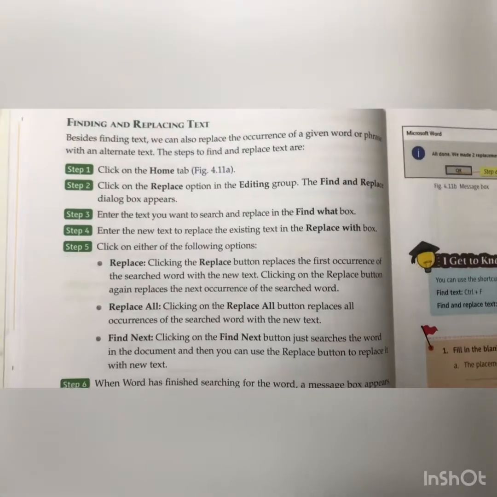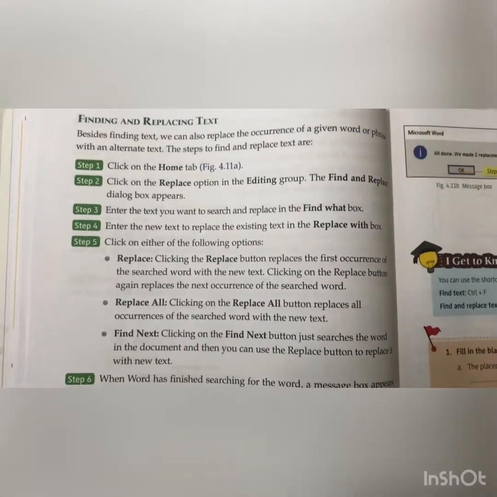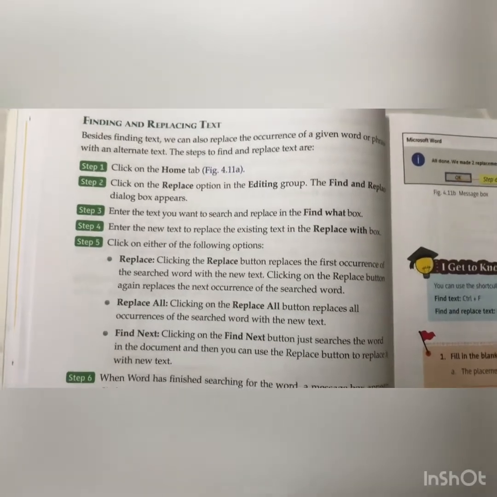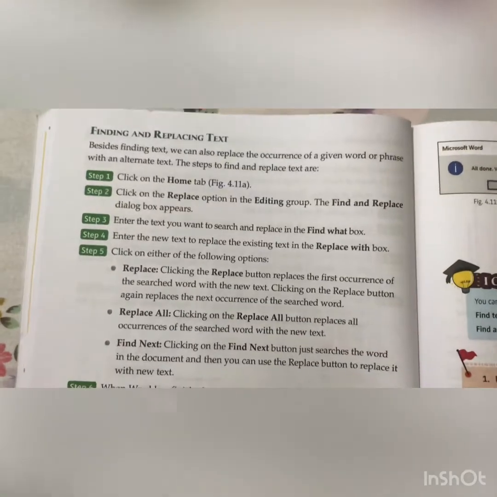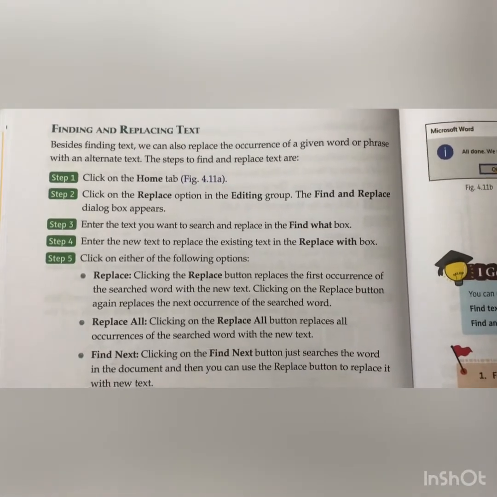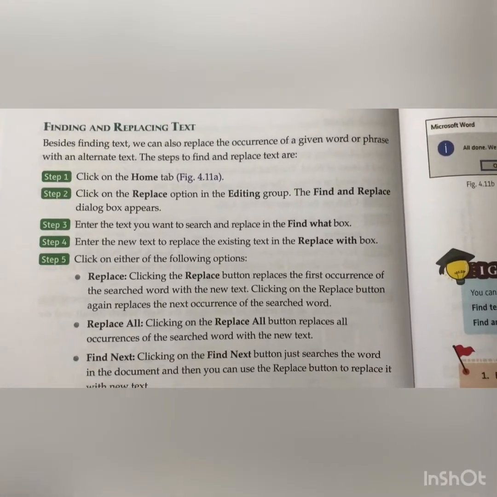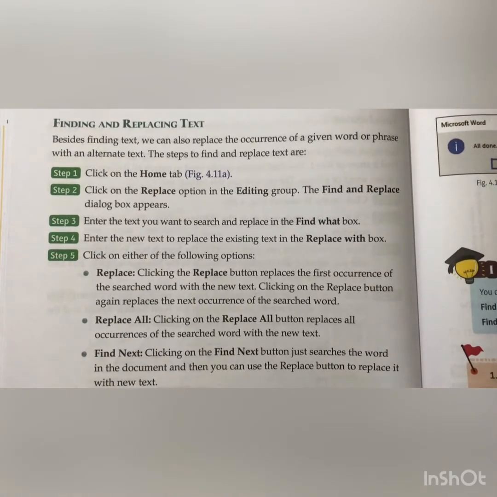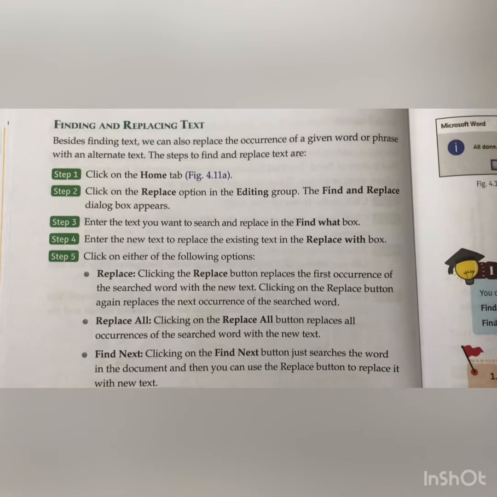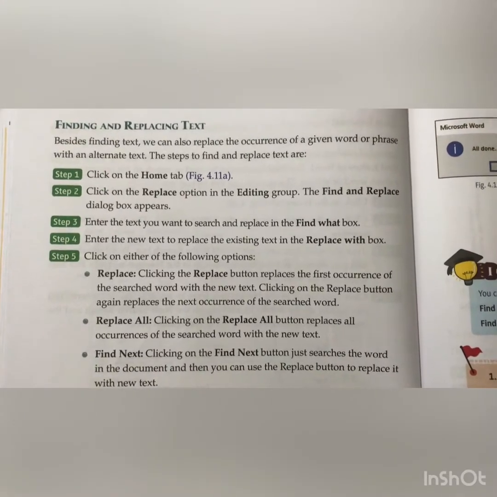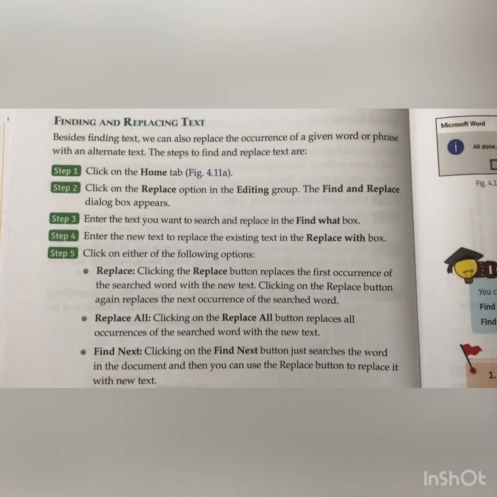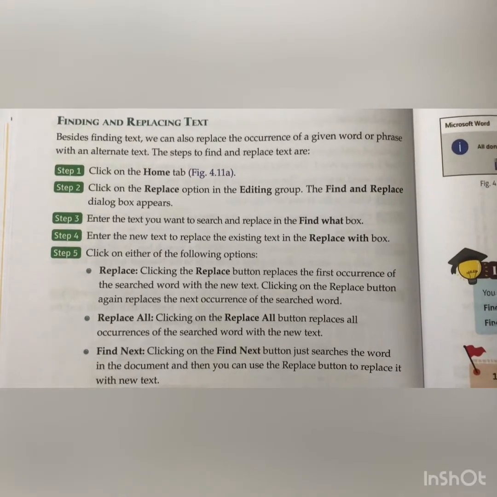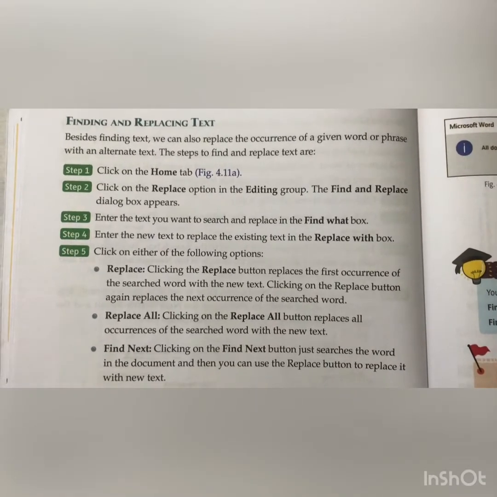Okay. Now, as we find the words, we can replace the old word with a new word. How to replace? First of all, we will click on the Home tab. Then we will click on Replace, and the Find and Replace dialog box appears. We write the word we want to find in Find what, and then in the Replace with box, the kind of word we want. There are so many options for replacing.